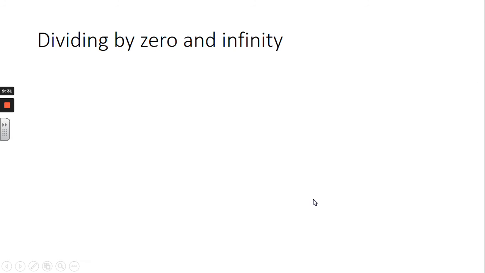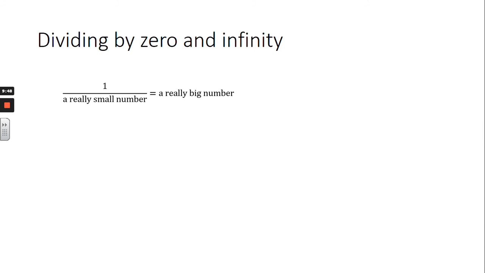All right, so we have our equation. We need to learn how to divide by 0 and divide by infinity when using this equation. The reason is far away objects, we will say they are at a distance of infinity, and sometimes we end up dividing by 0 also.